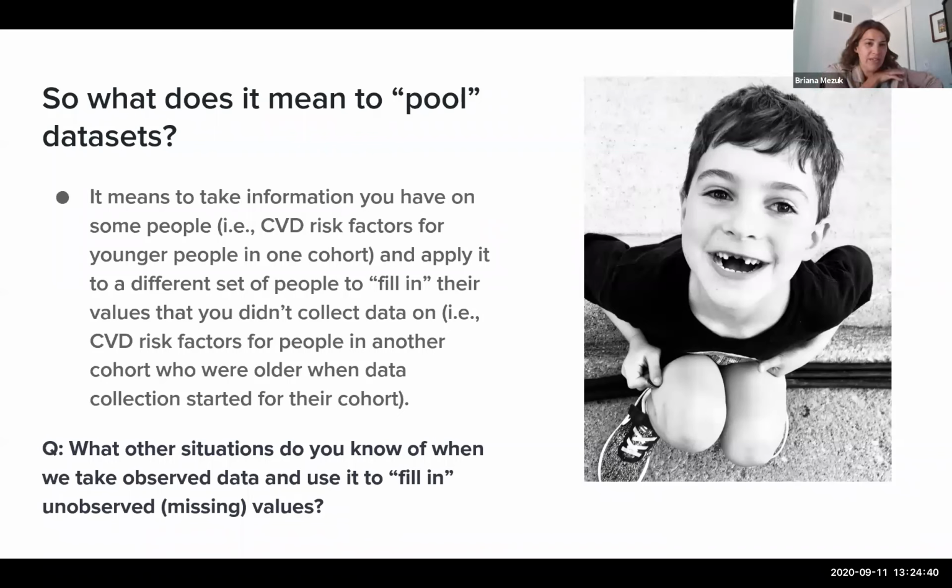So can any of you think of a situation where, what do we do in other situations when we have observed data and we use it to fill in unobserved values? You have your multiple imputation strategies, for example. Yes. And this might actually be a pooling example, I don't know, but one of my colleagues used data from the CPS to predict people's incomes if they were working when they were not working, to use it in another data set. Maybe that is actually pooling, but that's a great example.